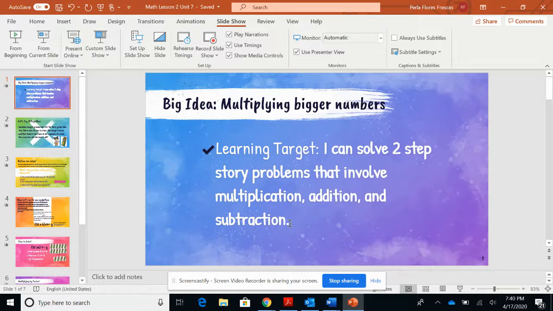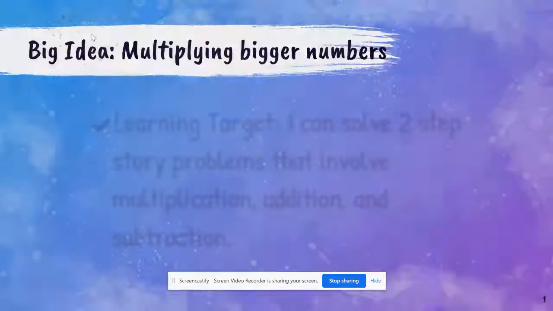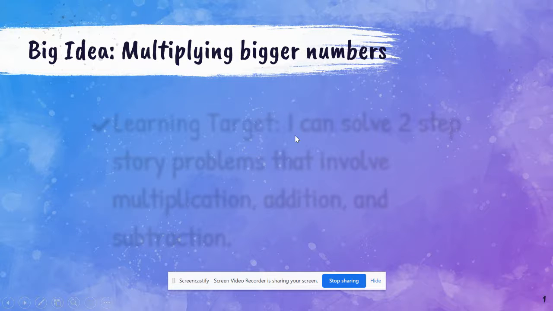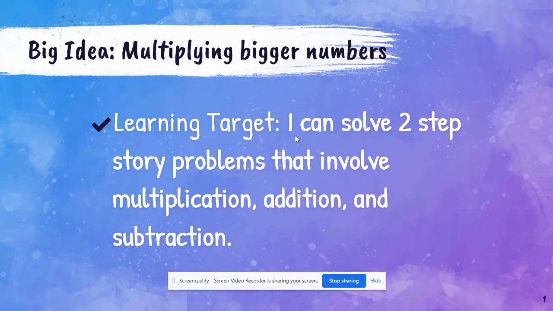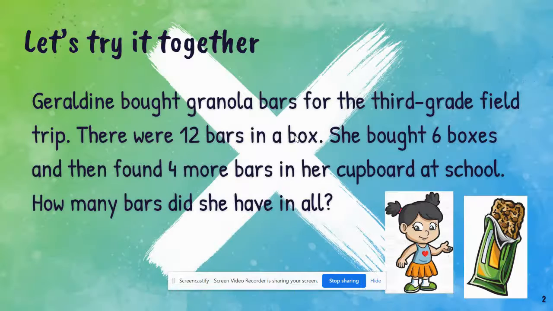So today we are going to keep working on story problems, but also multiply by 12s. Okay, so our big idea is still multiplying bigger numbers. Learning target: I can solve two-step story problems that involve multiplication, addition, and subtraction. So let's try it together.